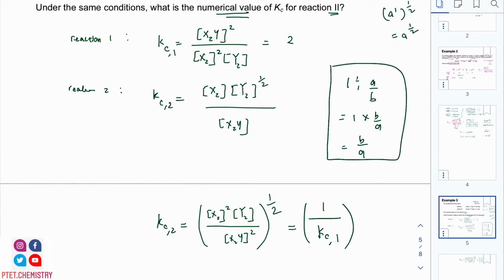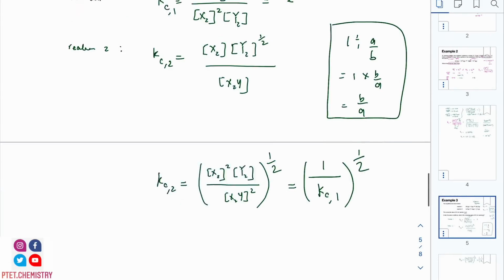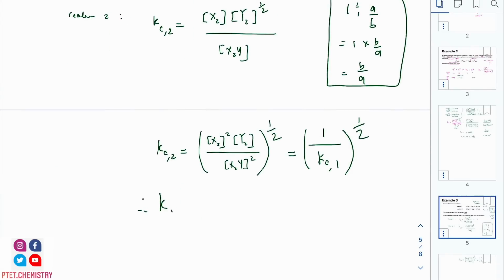Okay? And don't forget 1 over 2, because inside is equal to that, but the outside there's a square root, to the power half. Do I know this value? Yes, of course I do. Look, there's the identity there, there's 2. So what this tells you really is, therefore, Kc2 is equal to 1 over 2 to the power half.